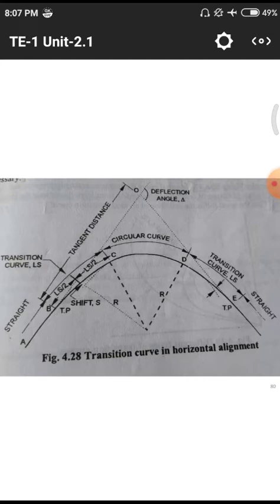LS, that is the transitional length. Then transition curves and straight lines, tangent distances, deflection angle. Those deflection angles are normally at an angle of 90 degrees. In some cases it may increase, in some cases it may decrease depending upon the merging point. That means the point connecting two lines, that is called the merging point of two lines. The distance from the center to the particular point B we call the tangent distance.